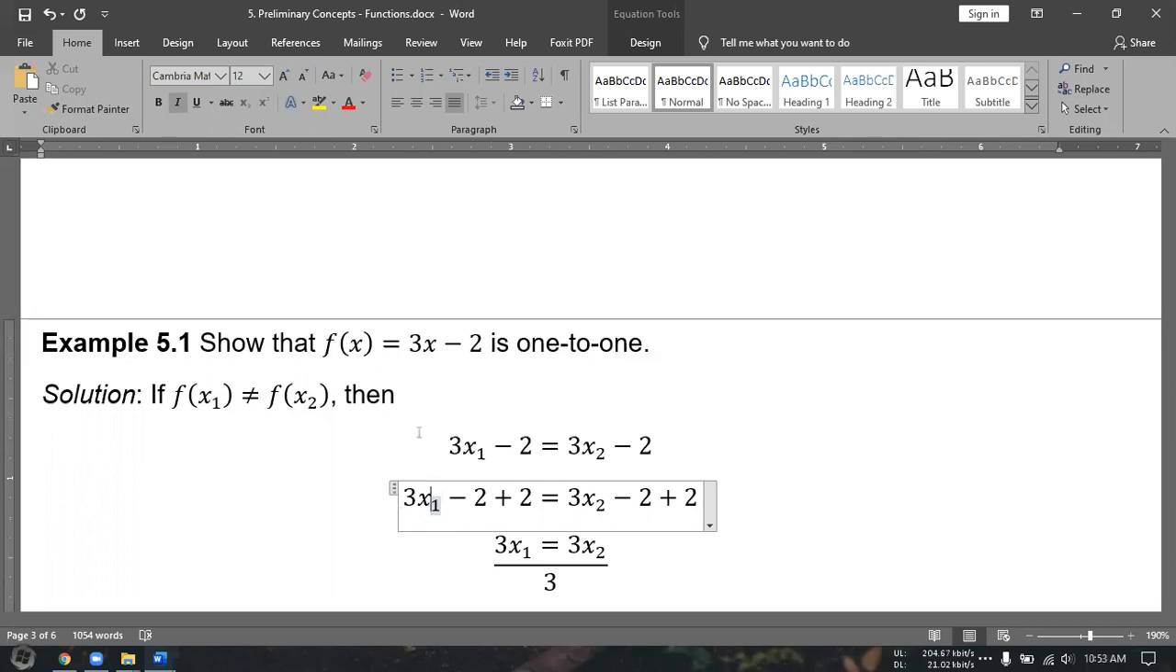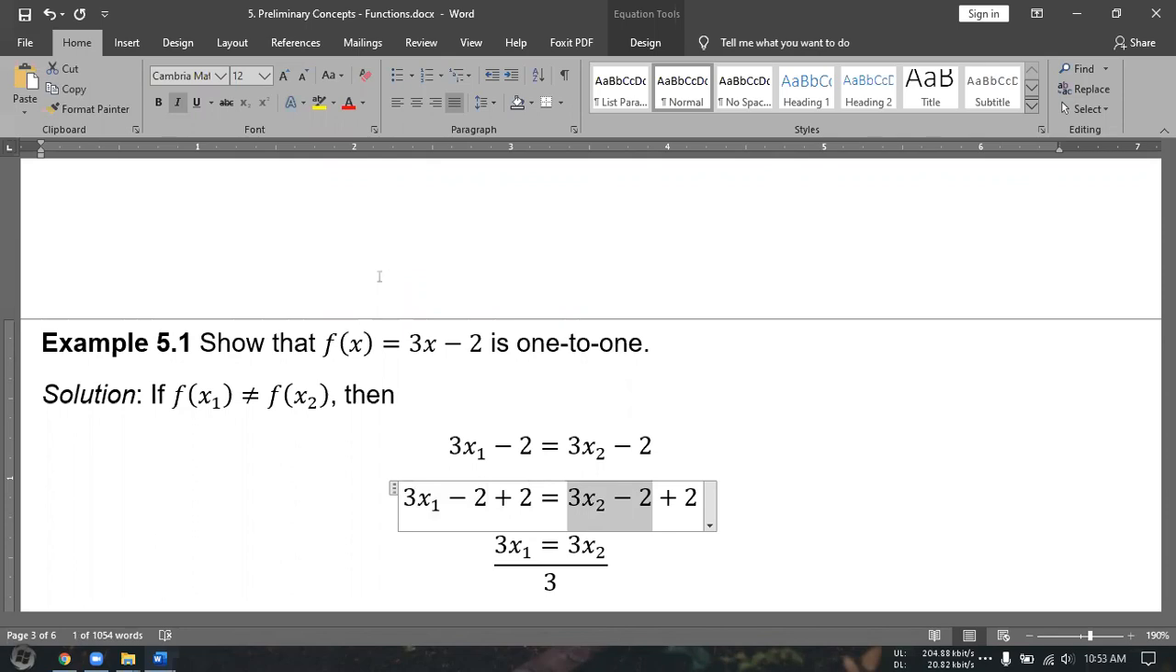Ang ginagawa naman, we have 3x sub 1 minus 2 plus 2. Saan nanggaling yung plus 2? Ito muna yun, we have 3x sub 1 minus 2 and then 3x sub 2 minus 2. We added 2 both sides of the equation. Both sides of the equation.